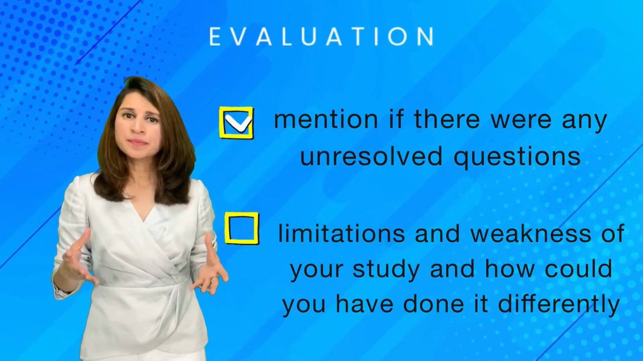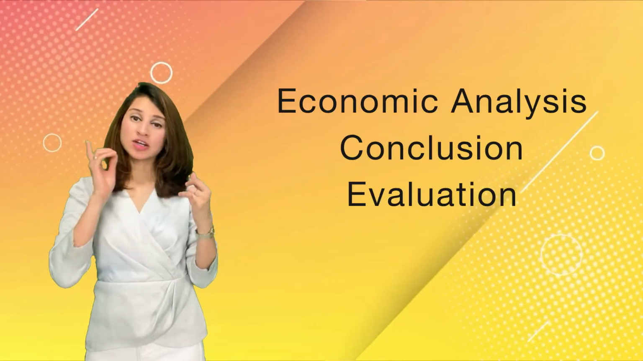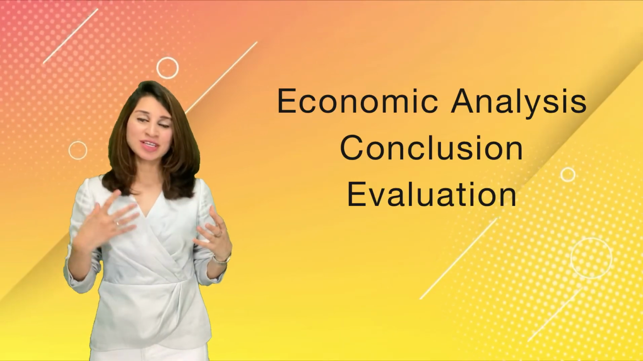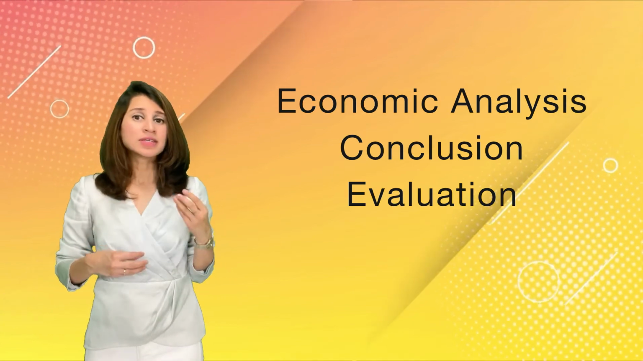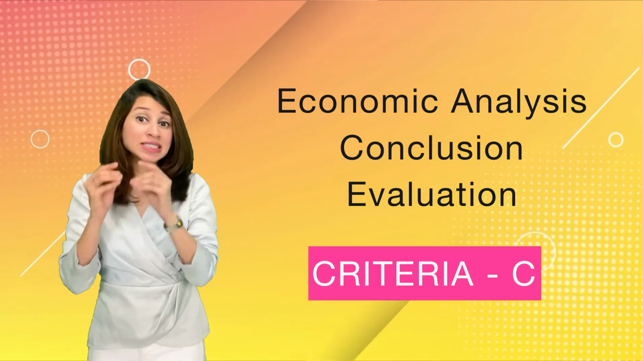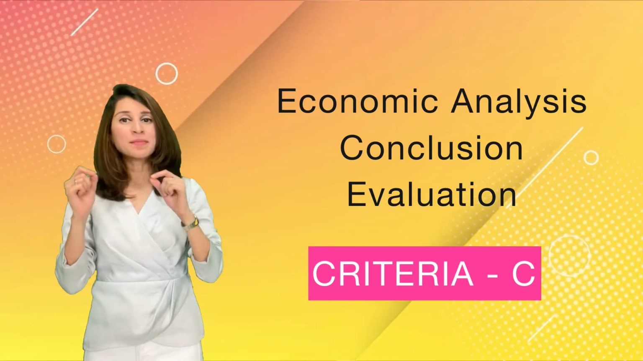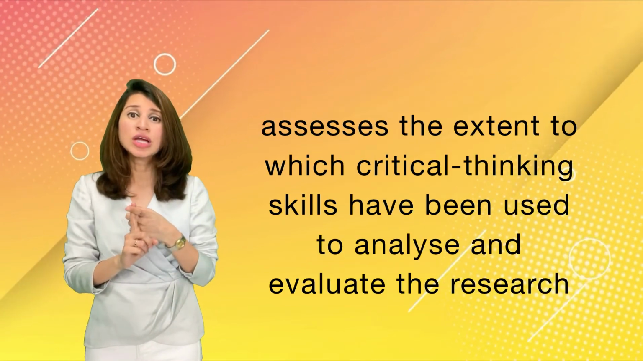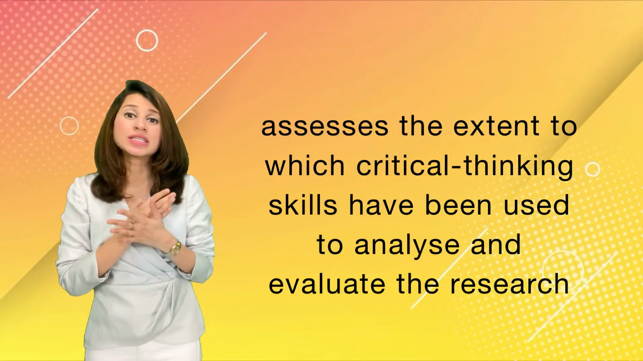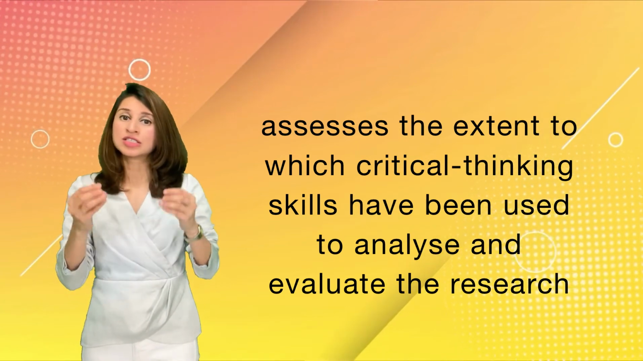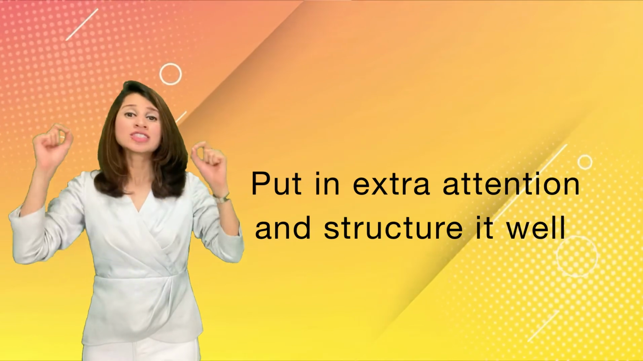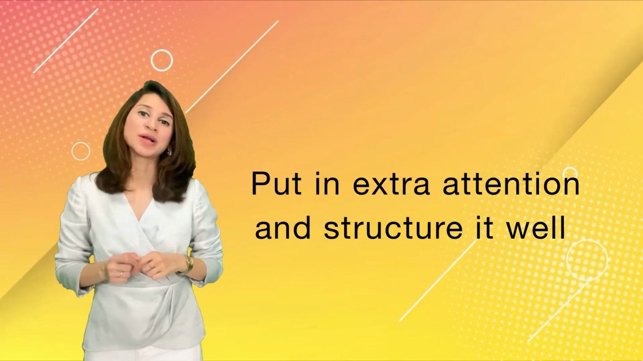Hope this was clear. Now this section, namely the economic analysis, the conclusion, the evaluation, is the most important and critical part of your EE because this directly corresponds to criterion C, which comprises 12 marks, that is critical thinking, which assesses the extent to which critical thinking skills have been used to analyze and evaluate the research that you have undertaken. So put in extra attention and structure it well.